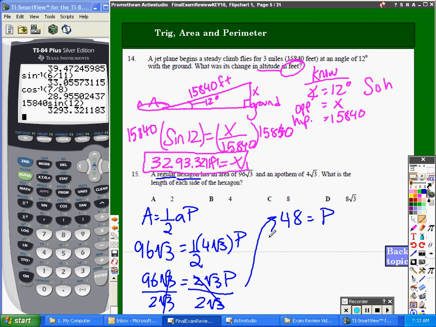Now the perimeter is how long the sides are times how many there are. And in a hexagon, we have 6 sides, so it's kind of like 6s, 6 sides. So now we know that our perimeter is 48, and that's 6 times how long the sides are. If I divide both sides by 6, 48 divided by 6 is 8. So the side is just 8 units long.